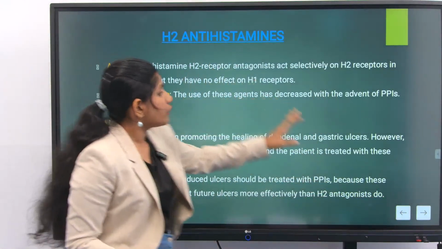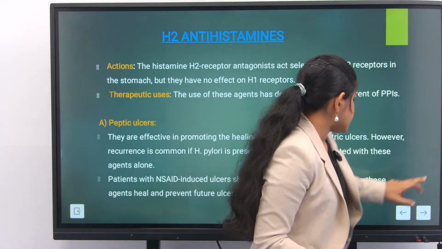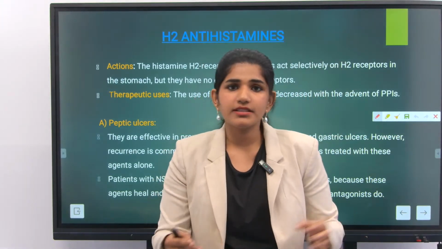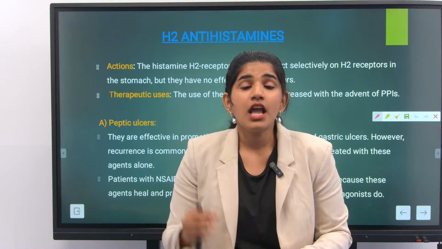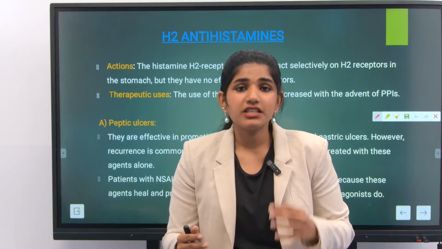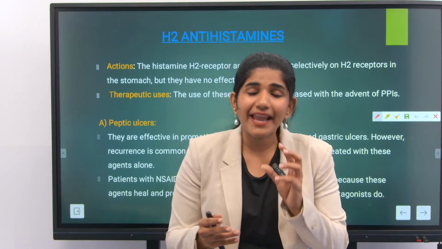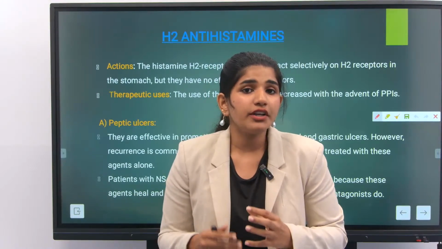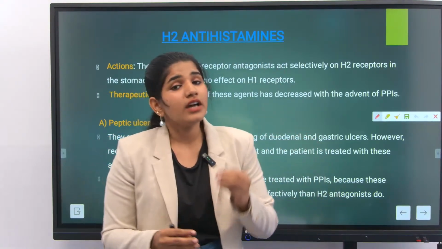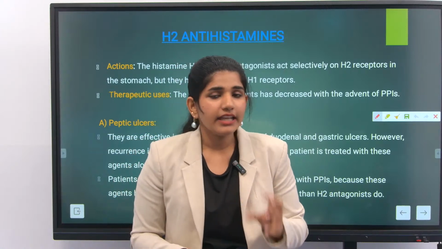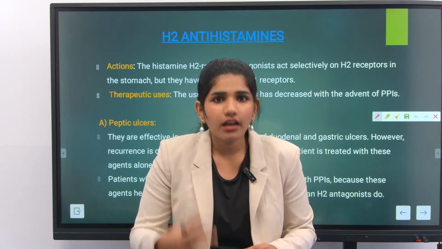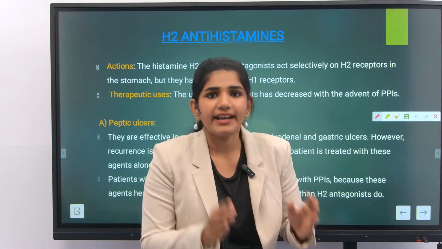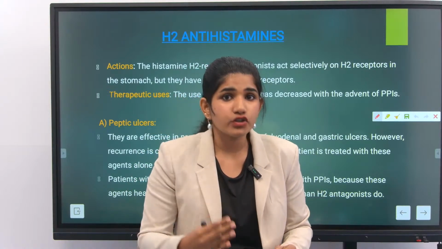Next, we are going to study the H2 antihistamines. We have H1 receptors, H2 receptors, H3 receptors and H4 receptors, but H2 antihistamines mainly act on the H2 receptors, which are mainly found in our GIT. So they should act on the H2 receptors selectively. Then only we will get the desired effect we need. That is why they are H2 antihistamines. They are acting against the H2 receptors.